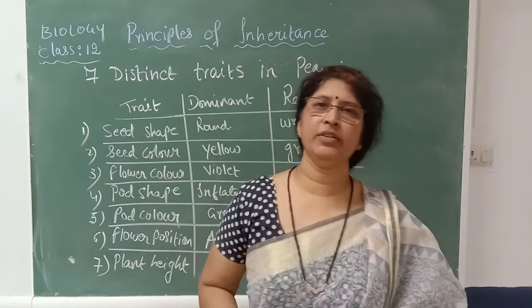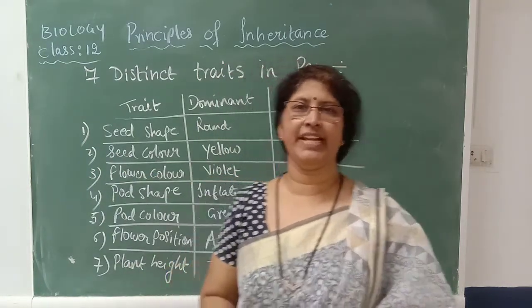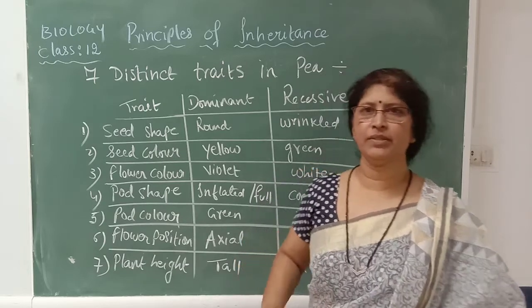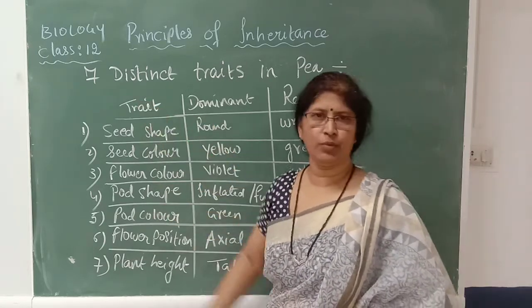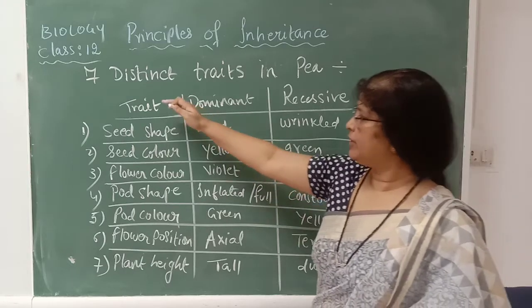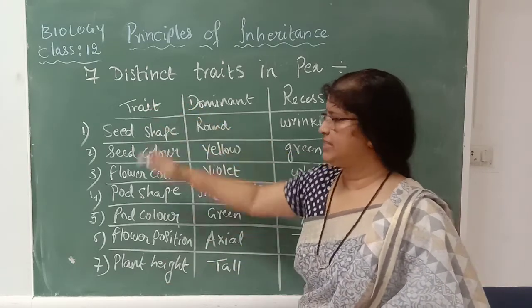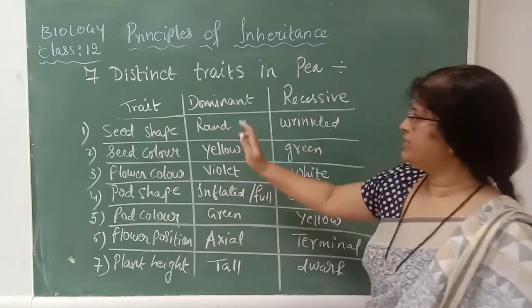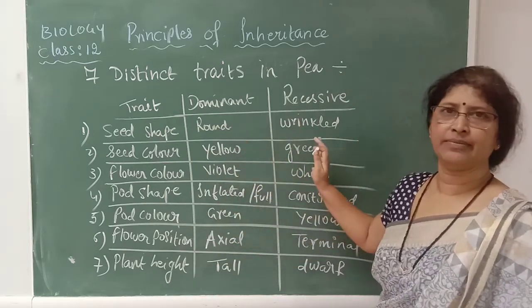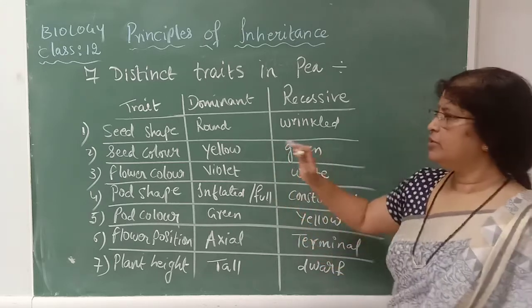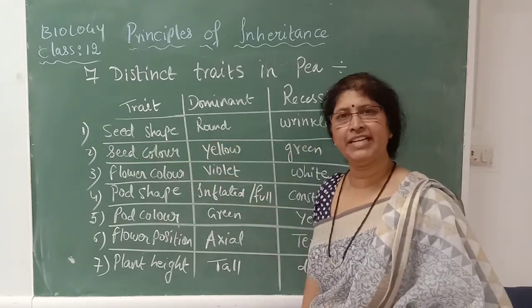Now, let us look into the 7 distinct contrasting traits which were considered by Mendel for his experiments. So, let us start. If you remember, trait was a character. So, you can see here 7 contrasting characters, or 7 traits or characters which have distinct alleles. Alleles, the 2 alternate forms of a character, are called alleles.